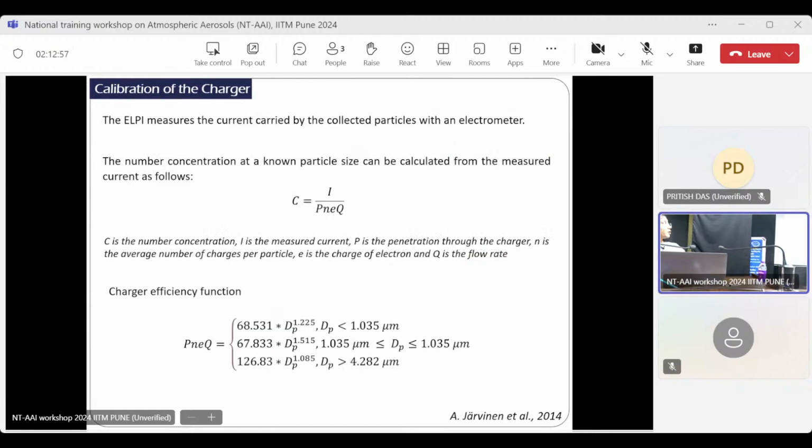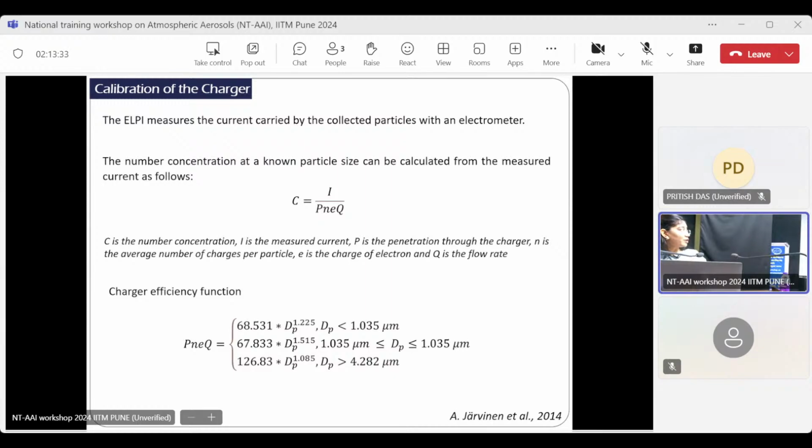Then the most important thing is how you are converting the charge into a current and number. For that, this is the basic equation that relates the concentration to current. This you are measuring, this you are measuring. But there are P and EQ, which are not known. You need to know them. In many cases, we had some theoretical basis, but for ELPI, the basis is an empirical relation. So experiments were carried out multiple times, and from the experimentation, the empirical relation is determined, which is this.